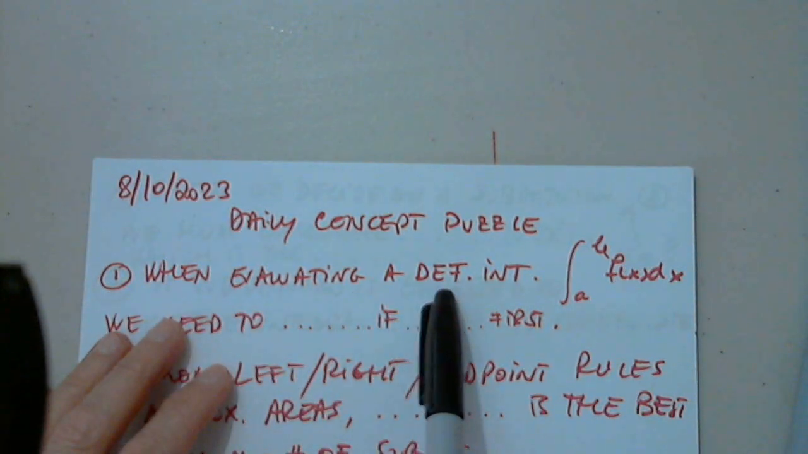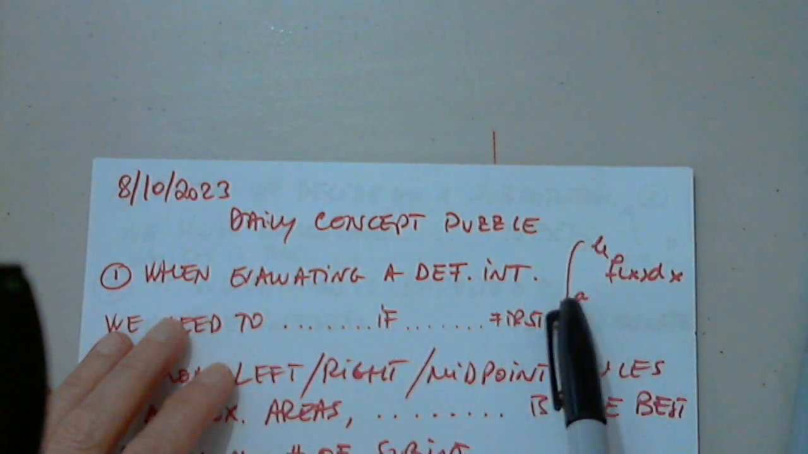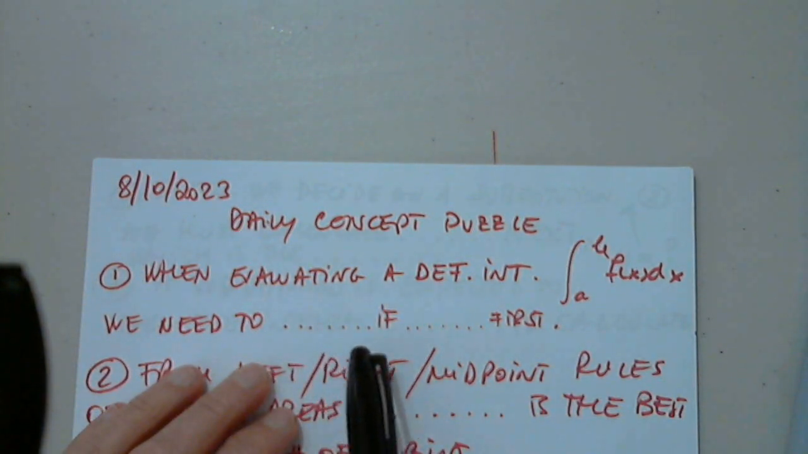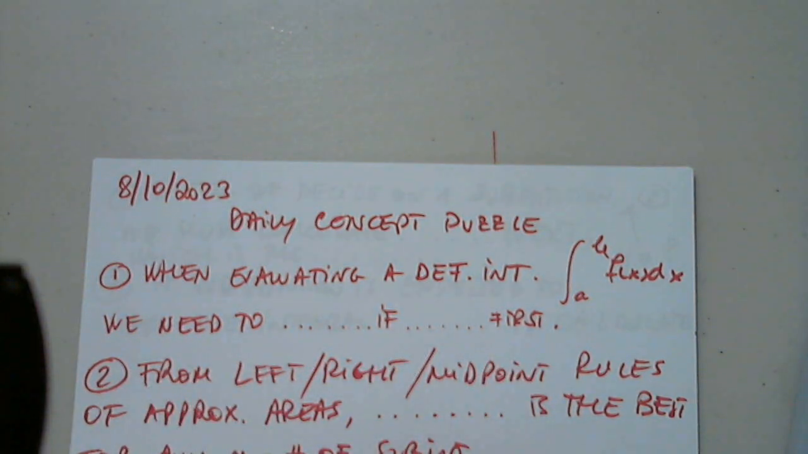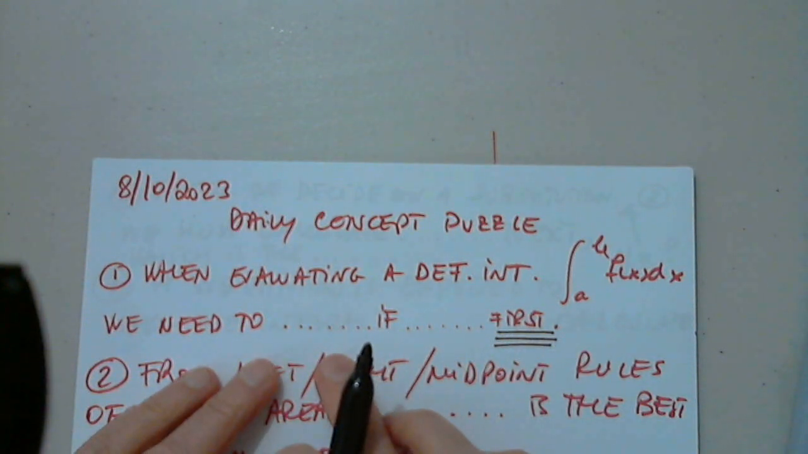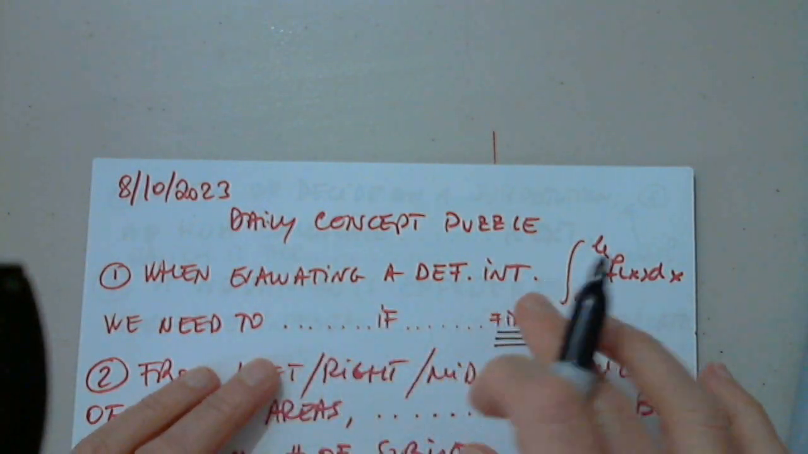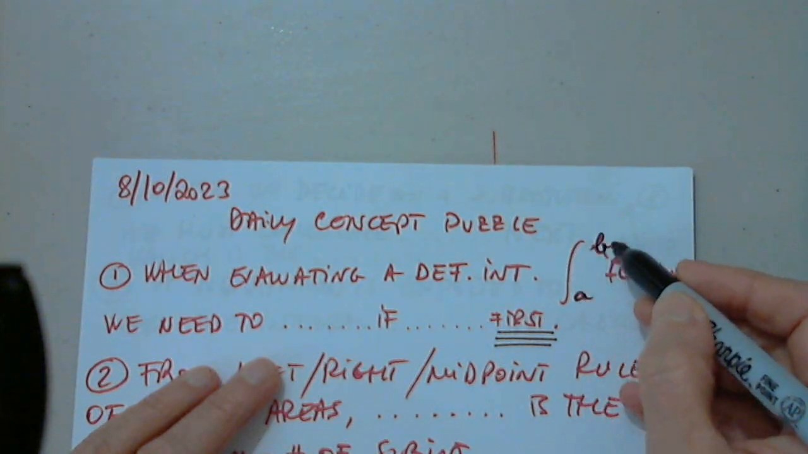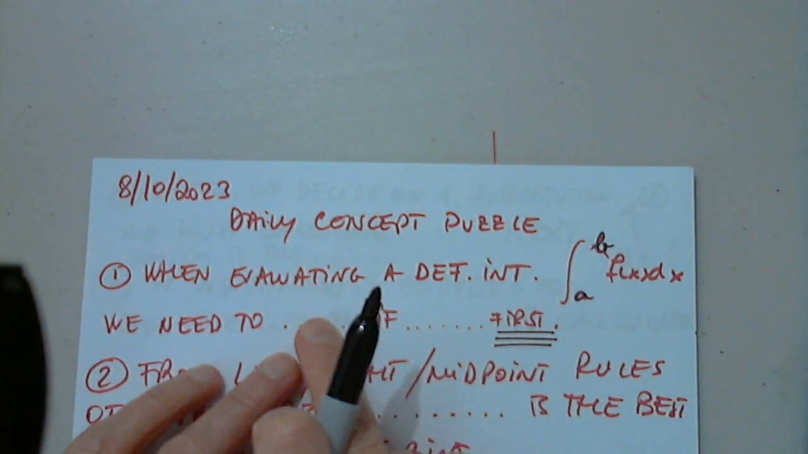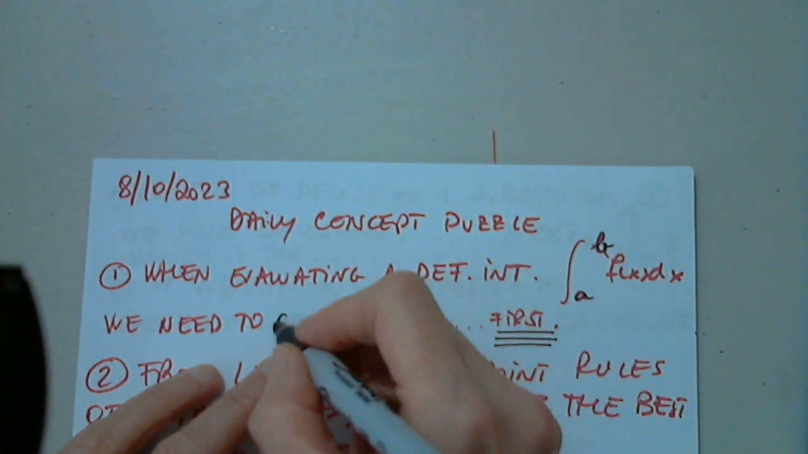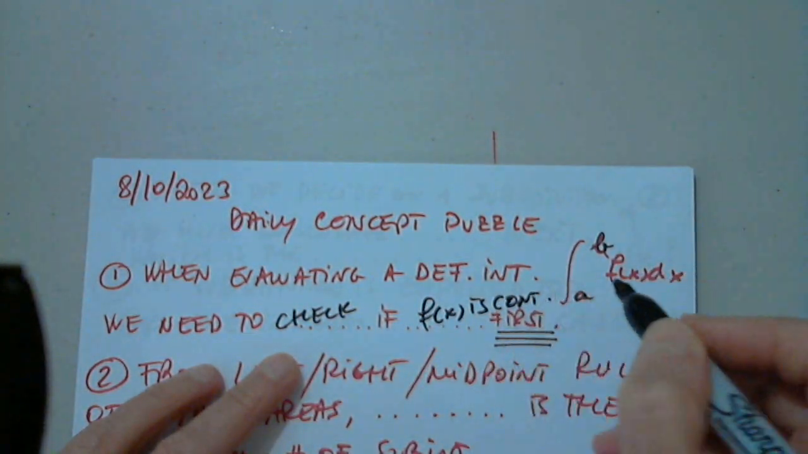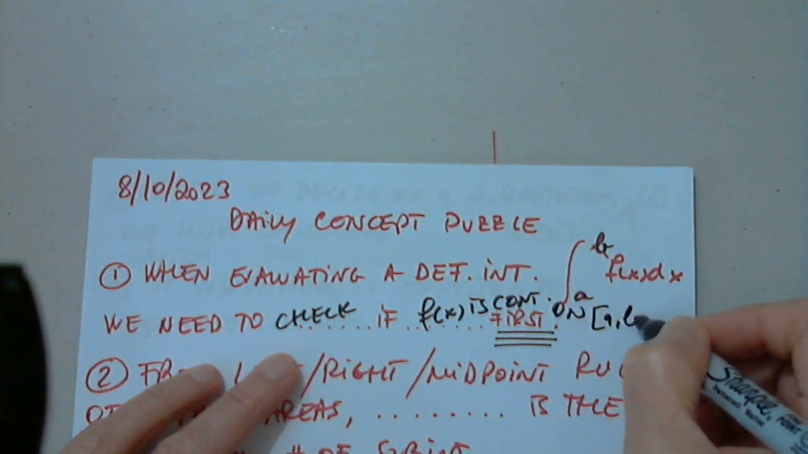When evaluating a definite integral, the integral from a to b of f of x dx, we always need to determine if it's continuous. Check if f of x is continuous on the closed interval a, b.